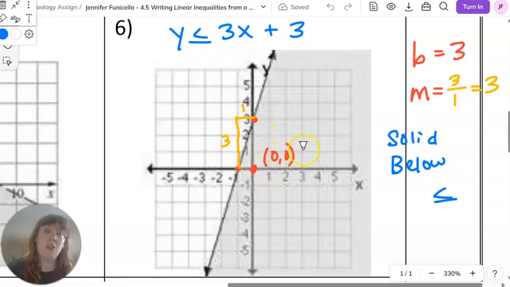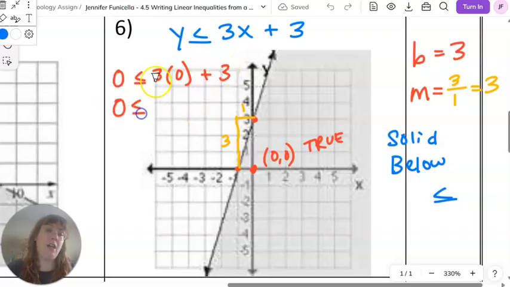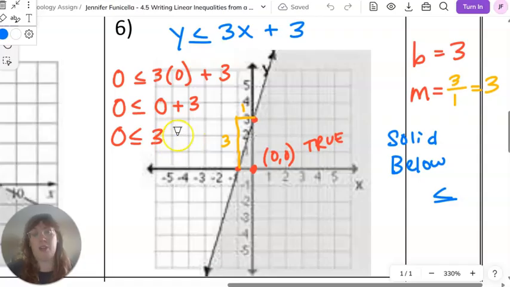When we plug this in, we should get a true statement because it's in the shaded region. So that would be 0 is less than or equal to 3 times 0 plus 3. 0 times 3 is 0. 0 plus 3 is 3. And 0 is less than 3. So it's true. So we did choose the correct symbol. Again, sometimes it's hard to tell what's above or below. You can always plug in a point and test that. Beautiful. I am going to clear my board and go to question 7.